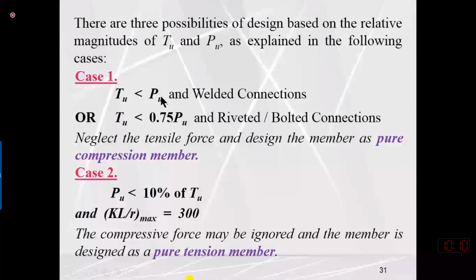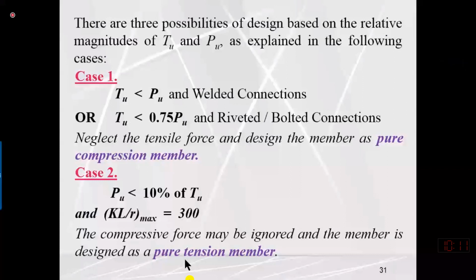The second case is that if the factored compressive load is less than 10% of the factored tensile load, then it means that the tensile forces are dominant. In that case, we need to design this member as a pure tension member, and we have to use the maximum slenderness ratio criterion of 300, which is for a tension member. Pure tension member means that we will design by considering the yielding criteria and rupture criteria. We will determine the area from this equation.